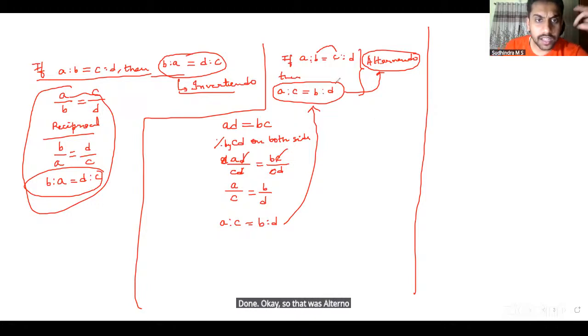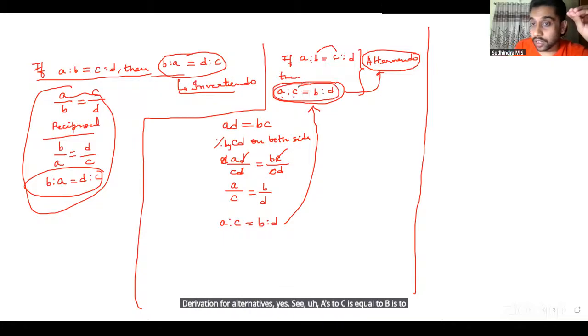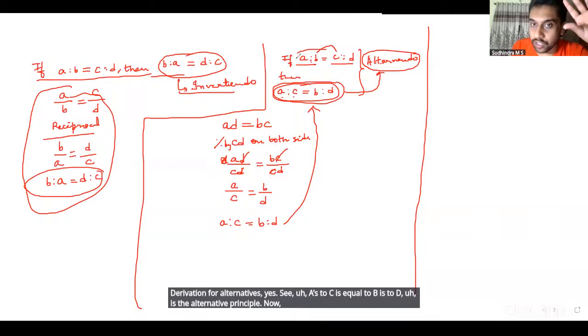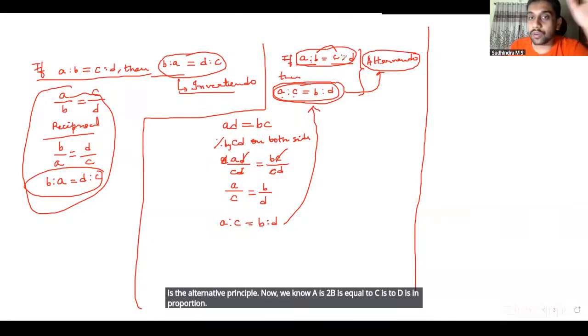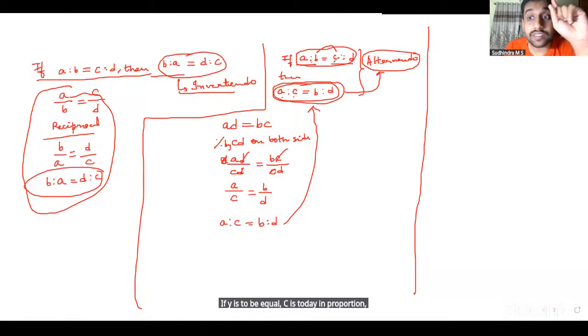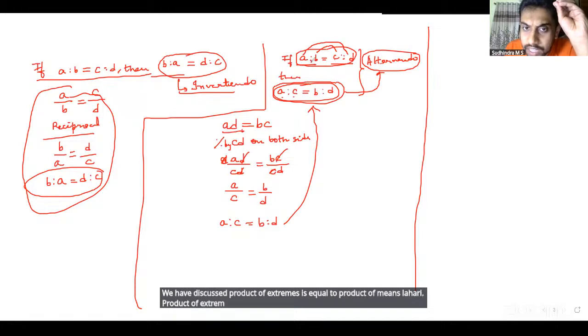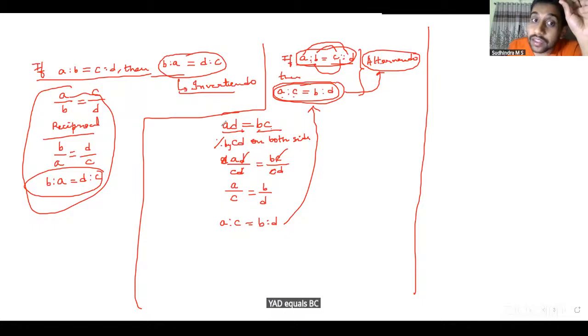So two properties done, invertendo and alternando. Now we have two more properties which we'll discuss now. Before that, the derivation for alternando. See, A is to C equals B is to D is the alternando principle. Now we know A is to B equals C is to D is in proportion. If A is to B equals C is to D in proportion, we have discussed that the product of extremes is equal to the product of means. Product of extremes A into D is AD. Product of means B into C is BC. AD equals BC.